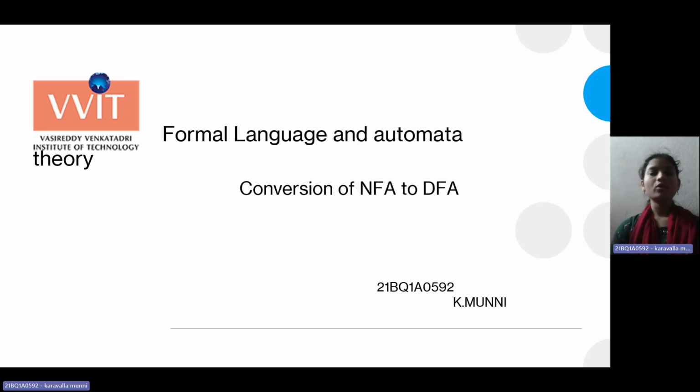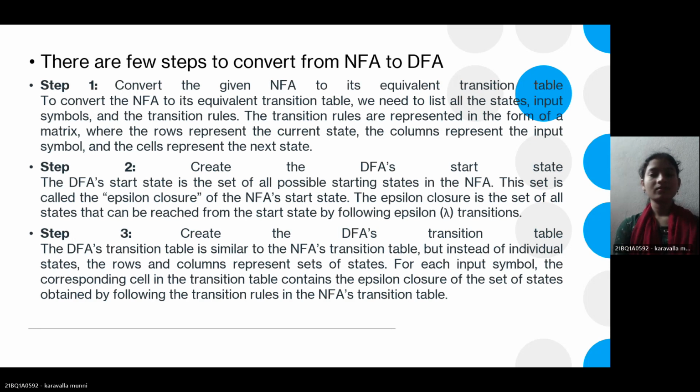Today I am going to discuss conversion of NFA to DFA. There are a few steps to convert from NFA to DFA. Step 1. Convert the given NFA to its equivalent transition table. To do this, we need to list all the states, the input symbols, and the transition rules. The transition rules are represented in the form of a matrix, where the rows represent the current state, the columns represent the input symbol, and the cells represent the next state.